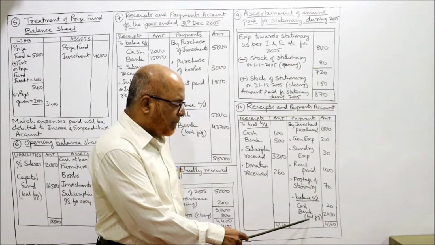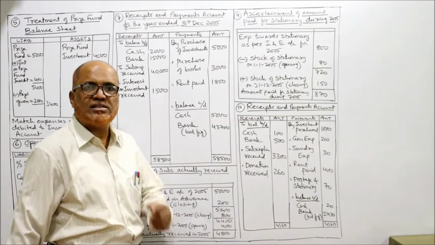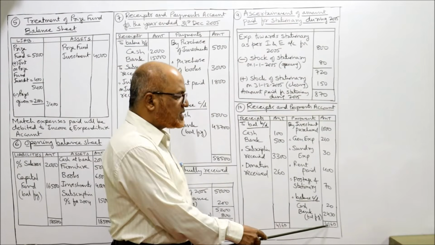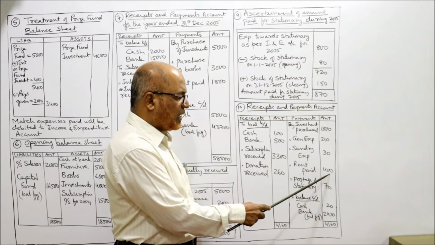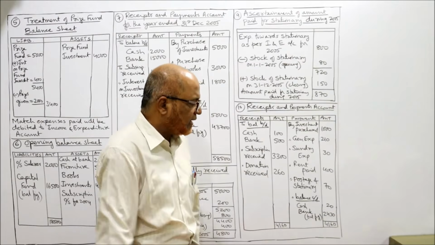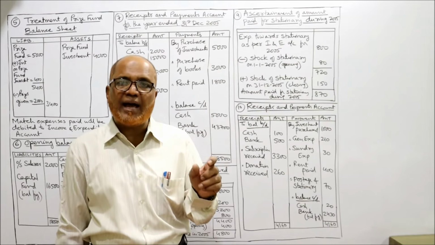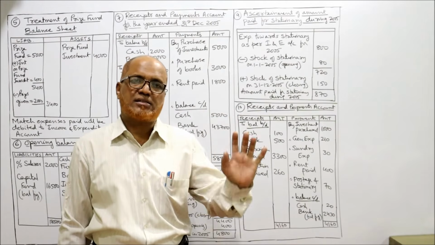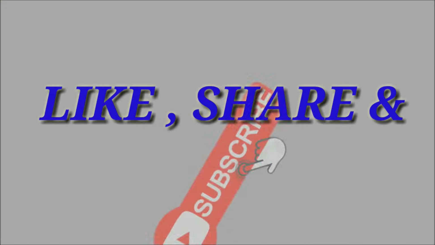So we take the bank as the balancing figure. On the debit side you take the total 4,160. From 4160 subtract minus 1000, minus 210, minus 30, minus 400, minus 70, minus 20. So the balancing figure we get is 2430. So 2430 is the closing bank balance. That's it. This is the end of problem number 10.